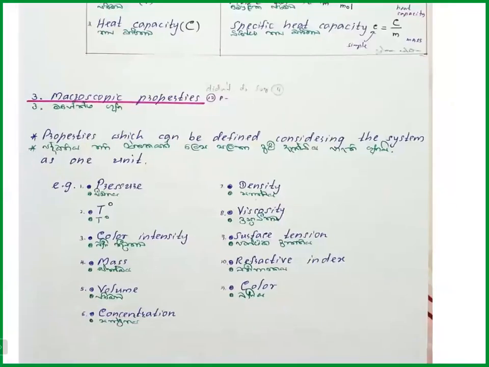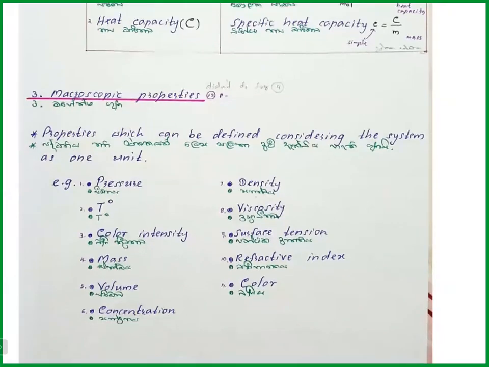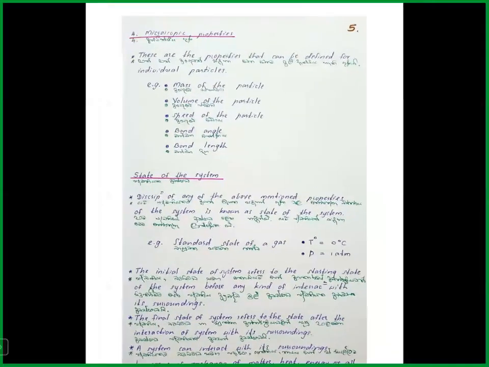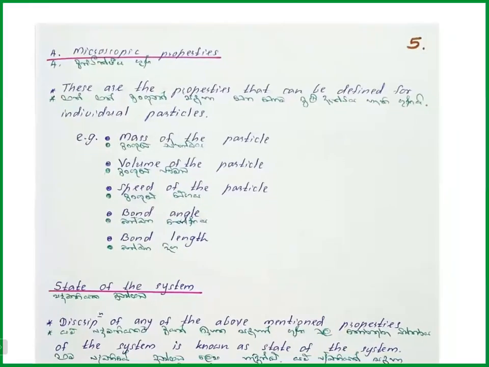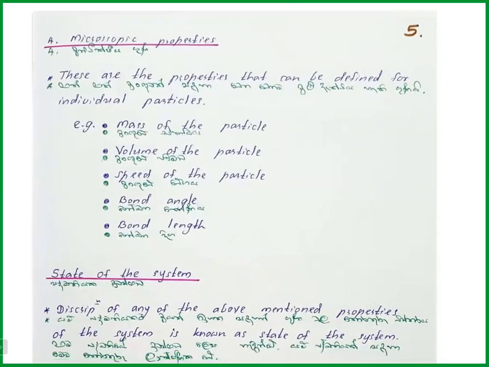The other two are macroscopic and microscopic. These two are when we consider the system as one single unit. Properties which can be defined considering the system as one single unit are called macroscopic properties. Then microscopic properties are properties which we can define for one single individual particle.